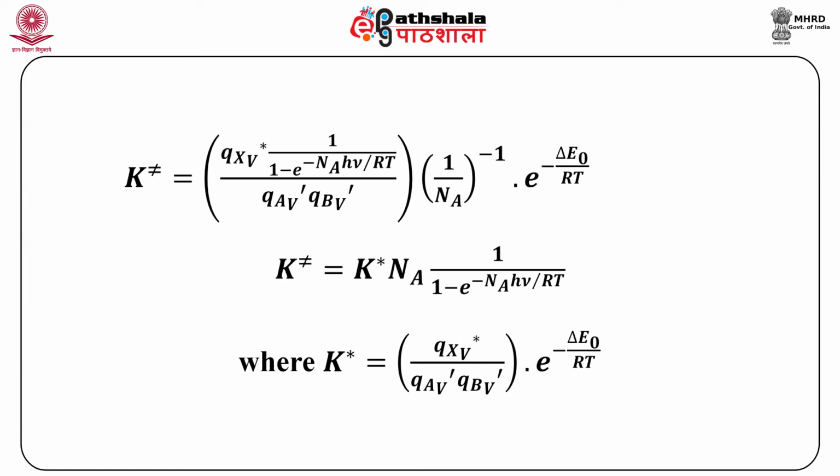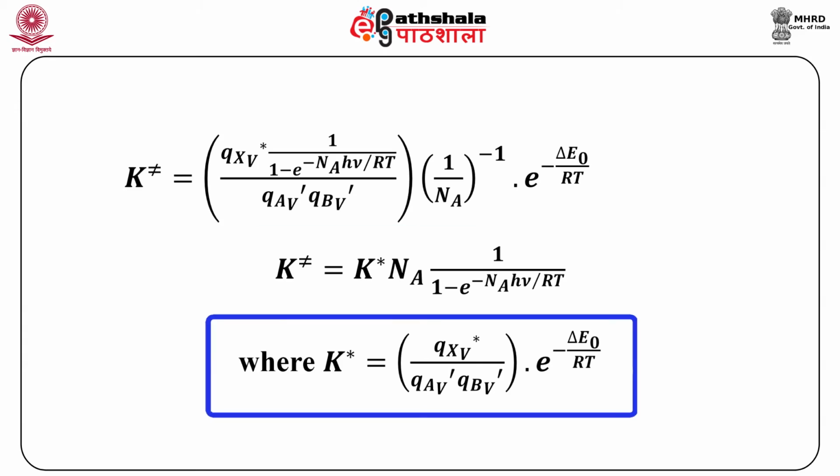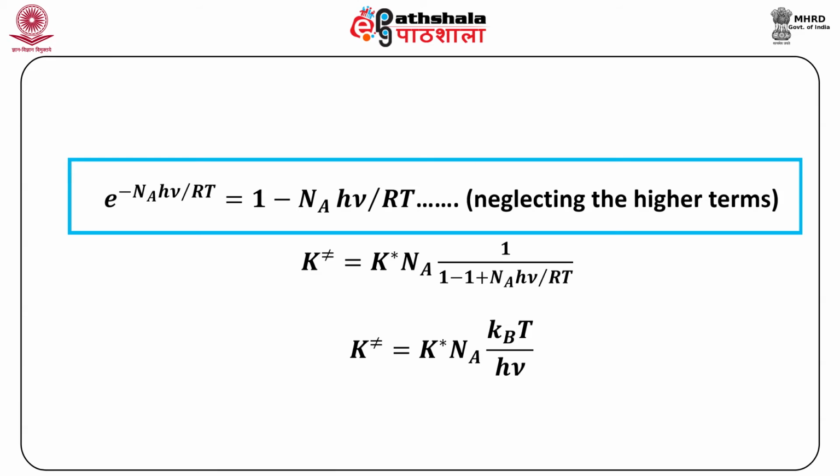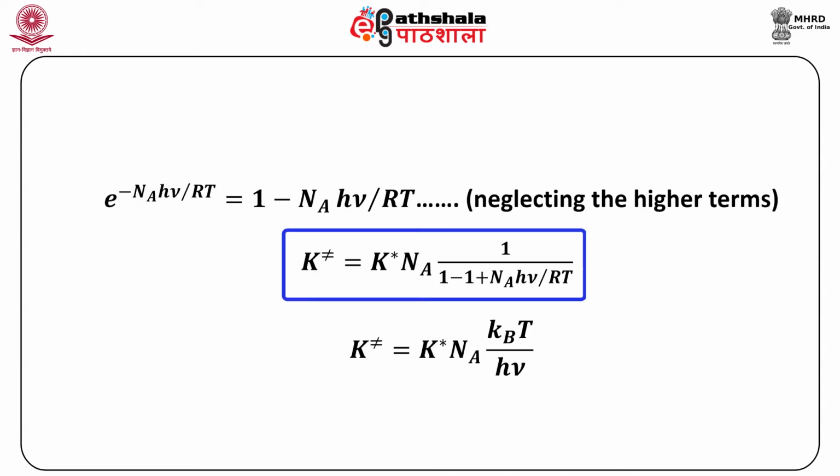This expression can be simplified in the form: equilibrium constant equals K* into NA into 1 upon 1 minus e to the power minus NA h frequency upon RT. Over here K* refers to QXv* upon QAv' into QBv' into e to the power minus delta E naught by RT. Now expanding the exponential term, e to the power minus NA h frequency upon RT gives us 1 minus NA into h into frequency upon RT plus higher terms. Ignoring the higher terms and substituting this back gives us equilibrium constant equals K* into NA into 1 upon 1 minus 1 plus NA into h into frequency upon RT.